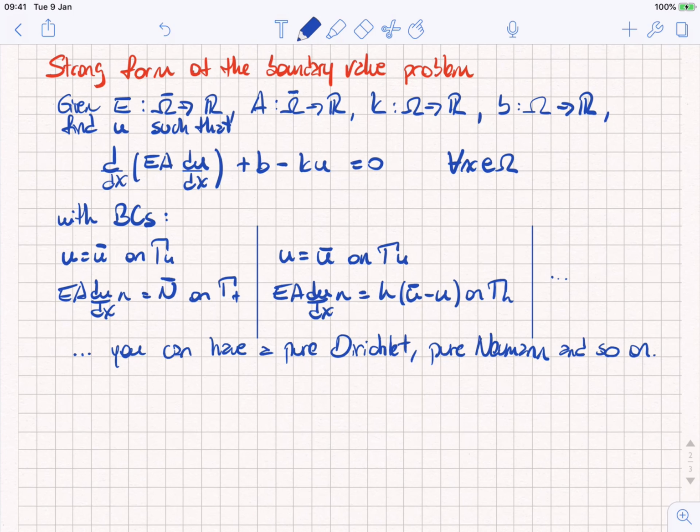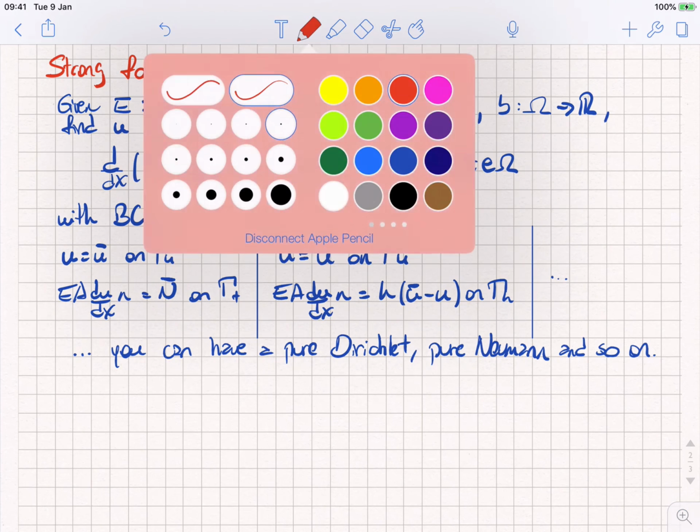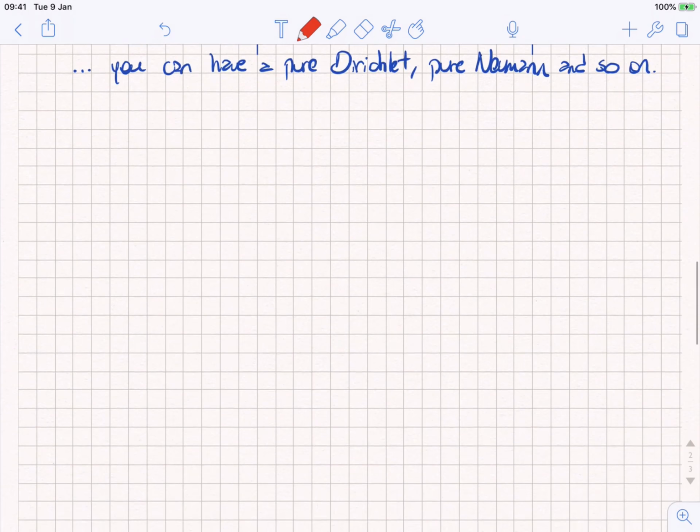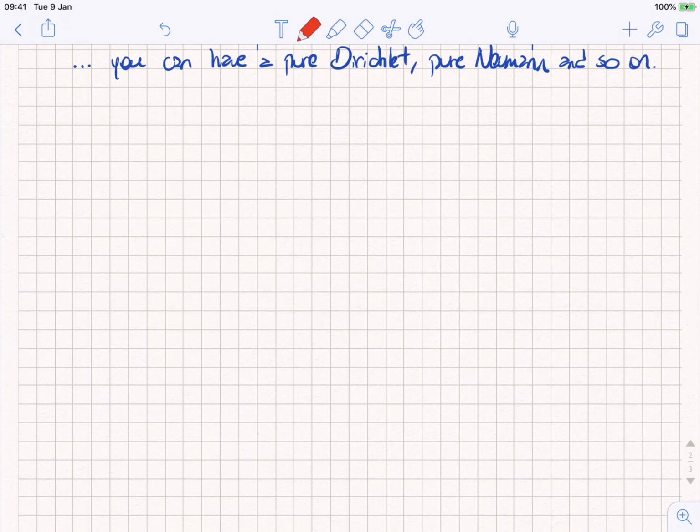And so we come up with now what is called a weak formulation of equilibrium, a variational form, or as I said earlier, you can find this as the principle of virtual work in structural mechanics. So that's what we're going to do now. We're going to move away from the strong form of the boundary value problem, and we're going to try to find a weak statement of equilibrium.